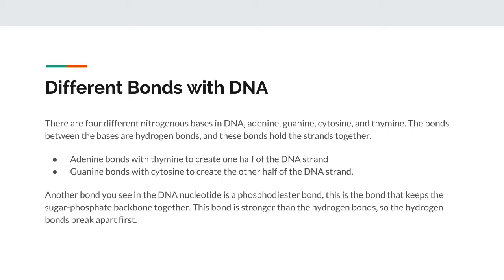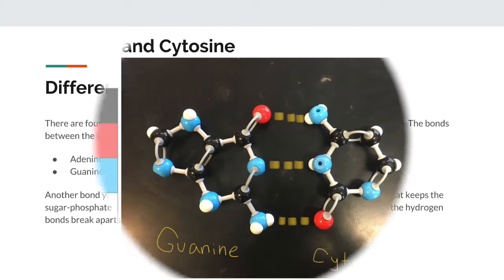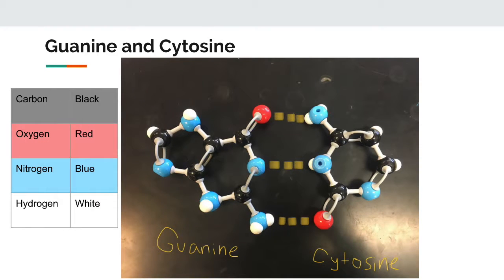Another bond you see in the DNA nucleotide is a phosphodiester bond. This is the bond that keeps the sugar phosphate backbone together. This bond is stronger than the hydrogen bonds, so they break apart first. Guanine and cytosine contain carbon, oxygen, nitrogen, and hydrogen, and so do adenine and thymine.